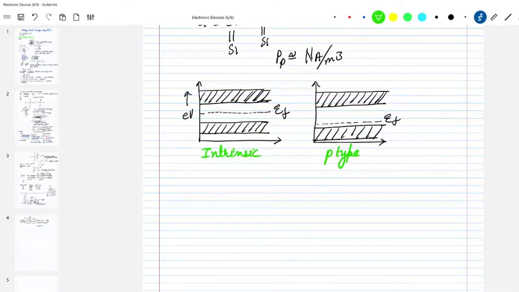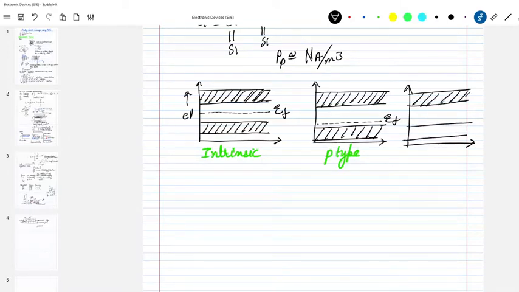Now let's look at n-type material. In n-type material there are more electrons here. You have put in arsenic, which has an excess of 1 electron per atom. So the same energy diagram, but this center of gravity in terms of energy has gone up. So the Fermi level has gone up. So this is the Fermi level in intrinsic, p-type and n-type.